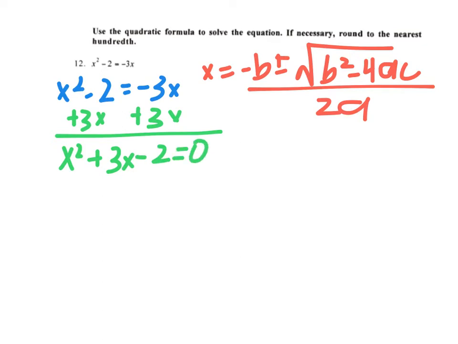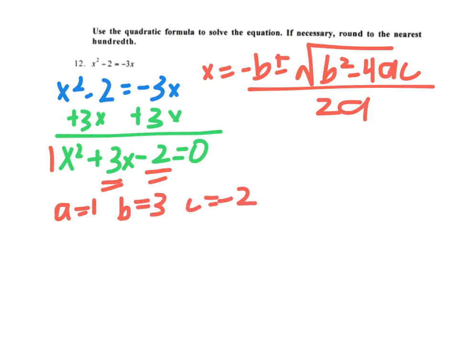And we need to figure out what a, b, and c equal. Remember, a is in front of x squared, b is in front of x, and c is your last number. So I have a equals 1, b equals 3, and c equals negative 2.